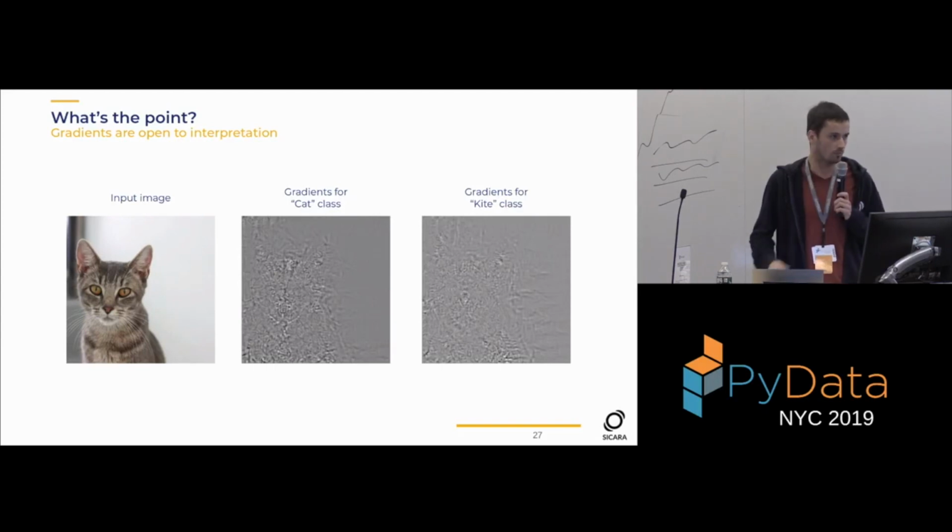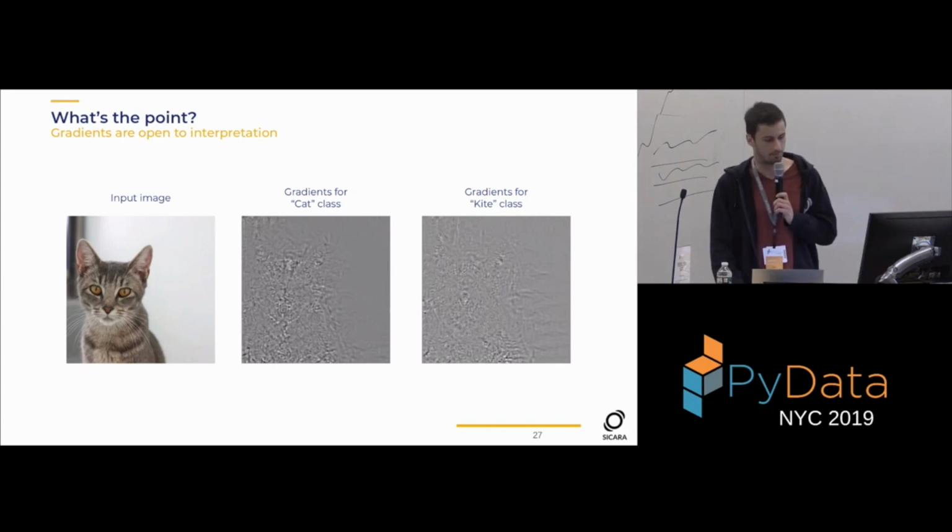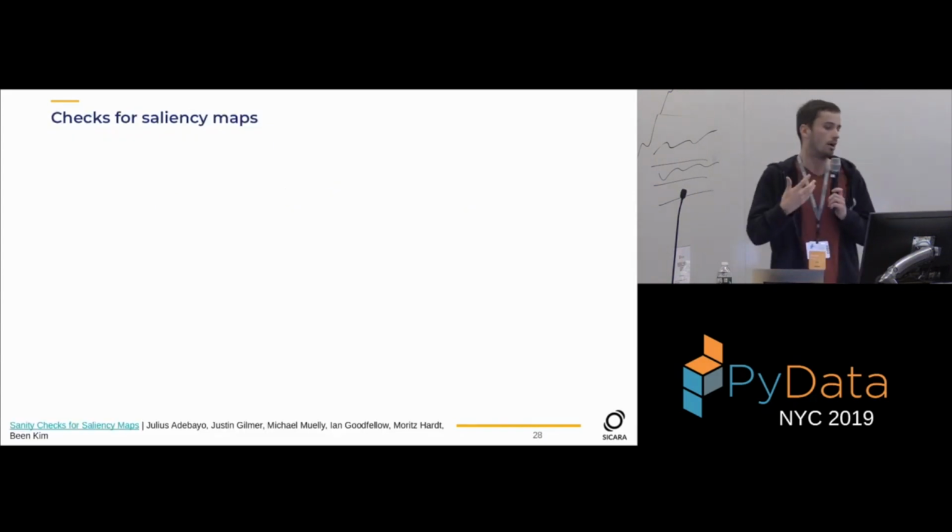So this has raised some interest in how we check that an interpretability method is relevant, is producing good examples, and is really explaining what the model is doing, rather than just saying nonsense.